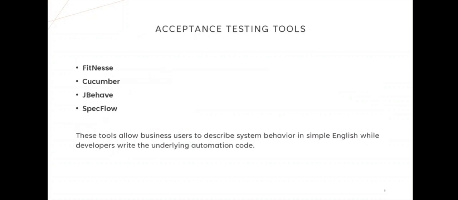There are several tools that help to automate acceptance testing. Popular ones include Fitness, Cucumber, JBehave, and SpecFlow. These tools allow business users to describe the requirements in simple English while the developers write the automation code behind the scenes. This makes communication much easier.